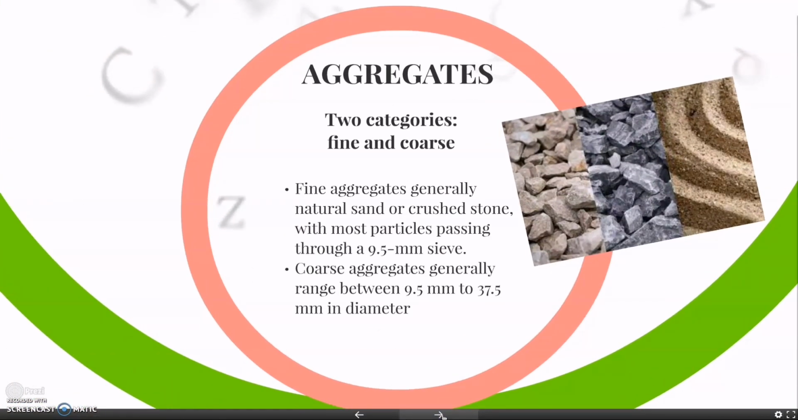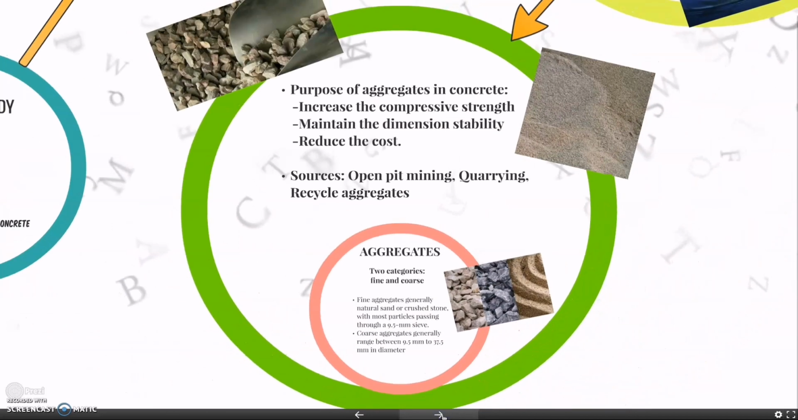The third ingredient is aggregates. It consists of 2 categories, which are fine and coarse aggregate. Fine aggregates are generally natural sand or crushed stone with most particles passing through a 9.5 mm sieve, whereas coarse aggregates generally range between 9.5 mm to 37.5 mm in diameter. The purpose of aggregates in concrete is to increase the compressive strength, to maintain the dimensional stability, and reduce the cost.